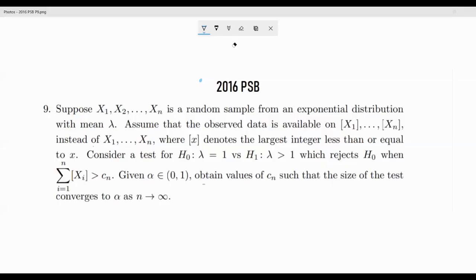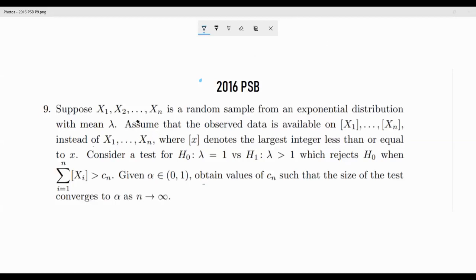Hello guys, so we are back with one of the most beautiful problems I've seen in ISI on testing of hypothesis. It's a problem not just focused on the basic aspect of hypothesis testing, but the most interesting part is the relationship that is developed between the exponential distribution and something interesting I'm going to tell now. So let's start. This is problem 9 of 2016 PSB. Let's explore what the problem says.